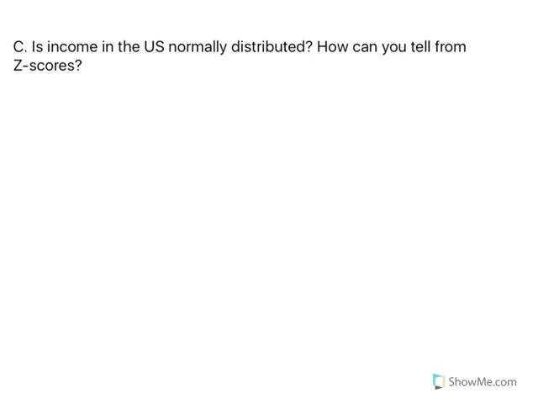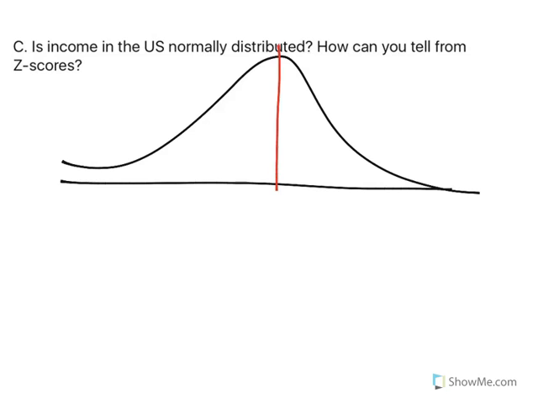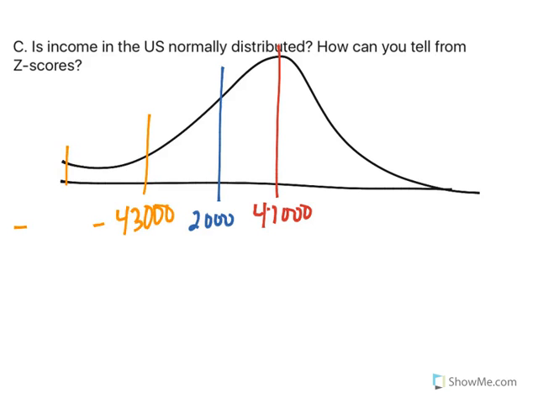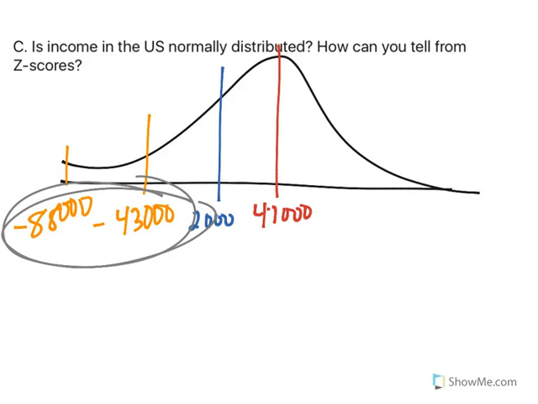Next question. Is income in the U.S. normally distributed? Well, let's look at this. Our data says 47,000 is the mean. 45,000 is the standard deviation. So if I go 2 standard deviations below, my next one is negative 43,000, and the next one is negative 88,000. This is impossible. So no, our data is not normally distributed, or else these would be positive numbers and we could work with this.